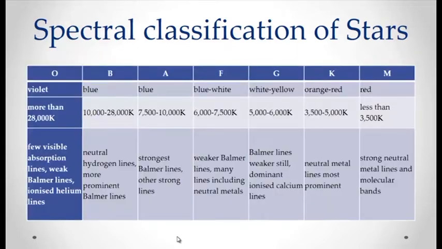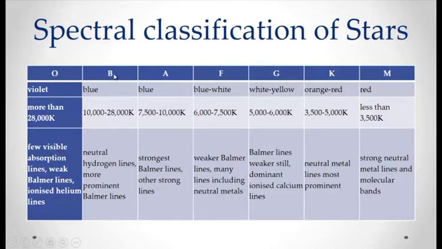So here, O class, the color will be violet, temperature of the O class stars will be more than 28,000 Kelvin, then absorption lines: few visible absorption lines, weak Balmer lines, ionized helium lines. So like that, three properties are there in O class stars.